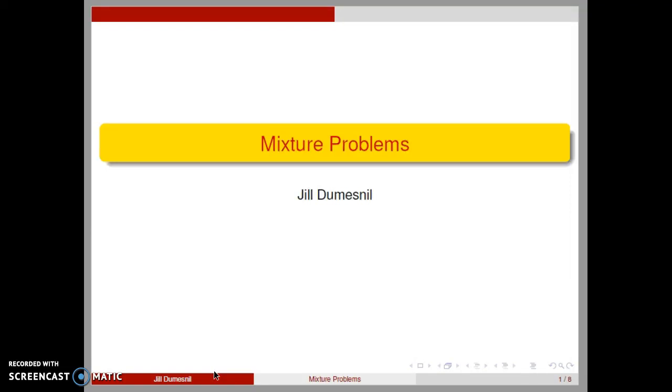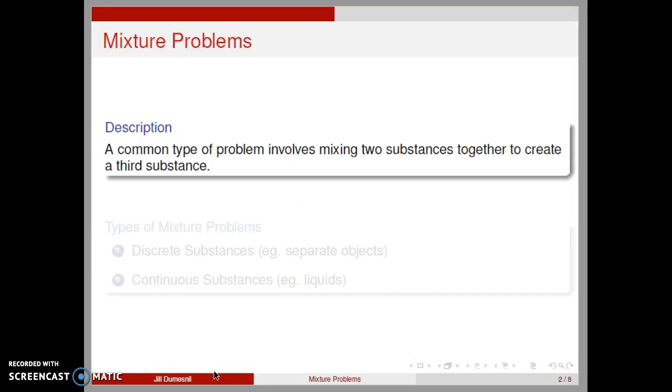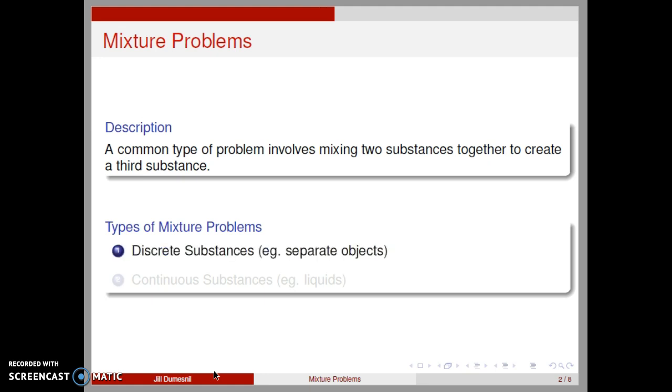A common type of application problem in algebra class involves mixing two substances to create a third substance. I like to consider two types of mixture problems. We could be mixing discrete or separate objects, or we could be mixing continuous substances like liquids. We will see that there are some similarities between these two types of problems, but there are some differences as well.